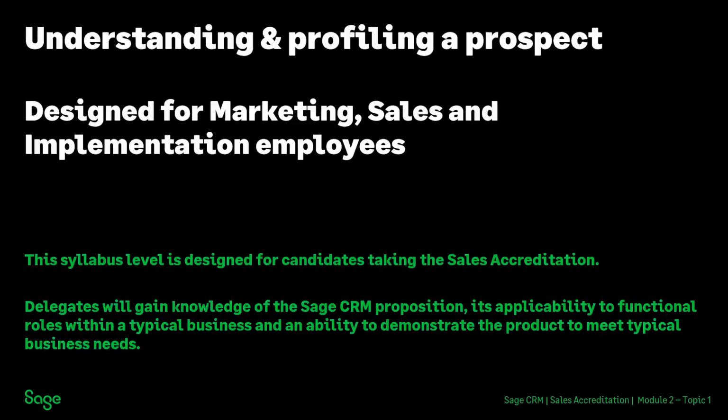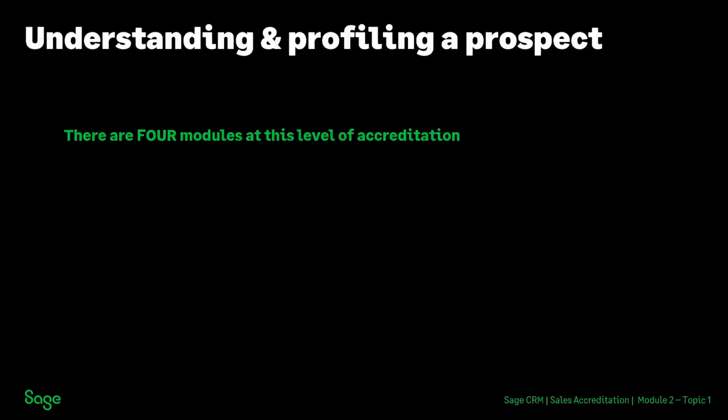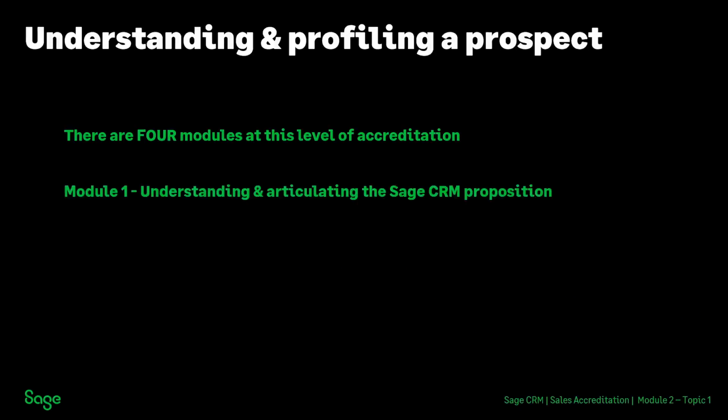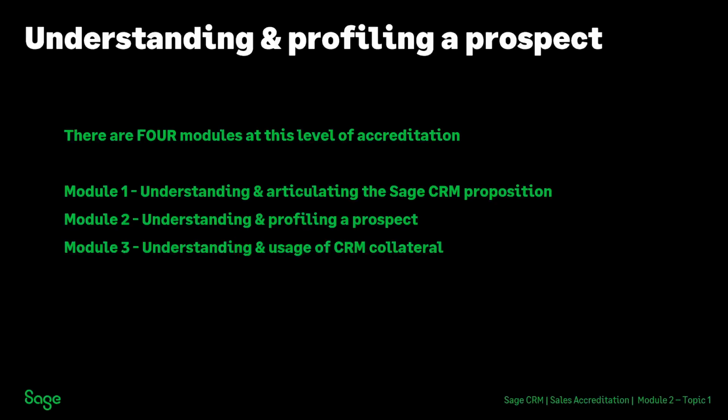There are 4 modules at this syllabus level. Module 1, Understanding and Articulating the Sage CRM Proposition. Module 2, this one, Understanding and Profiling a Prospect. Module 3, Understanding and Usage of Sage CRM Collateral. Module 4, Demonstrating the Standard Sage CRM Features.